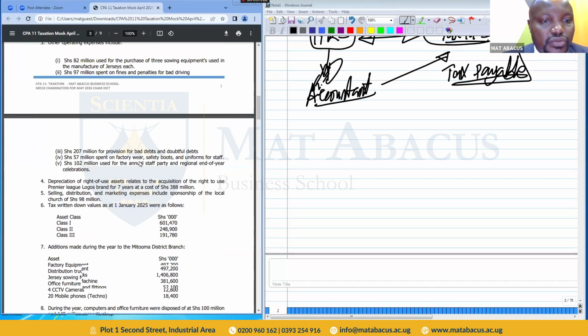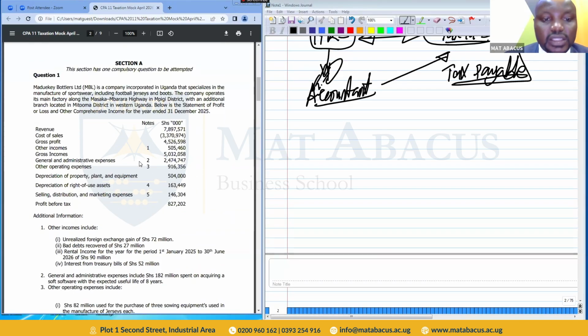So let's now go into the question and see what it requires. It says, Madueke Bottlers Limited, MBL, is a company incorporated in Uganda that specializes in the manufacture of sportswear, including football jerseys and boots. The company operates its main factory along Masaka-Mbarara Highway in Mpigi District, with an additional branch located in Mtoma District in Western Uganda. Below is a statement of profit or loss and other comprehensive income for the year ended December 2025.